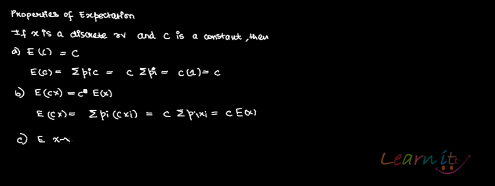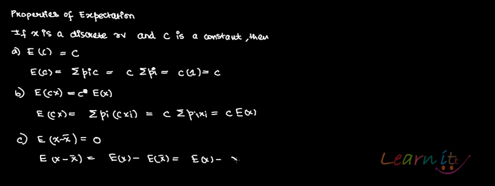What would be E of x minus x bar? This should be equal to 0, because E of x minus E of x bar. This is nothing but E of x, but x bar is a constant, and this will be just x bar. But what is E of x? This is also x bar. So x bar minus x bar is equal to 0.